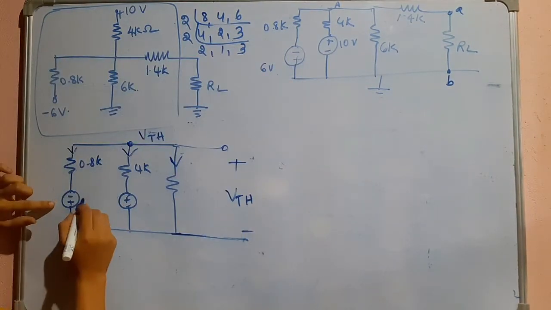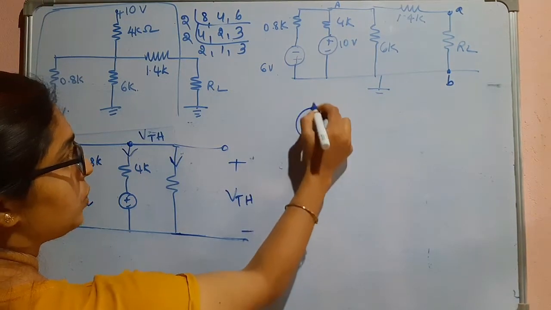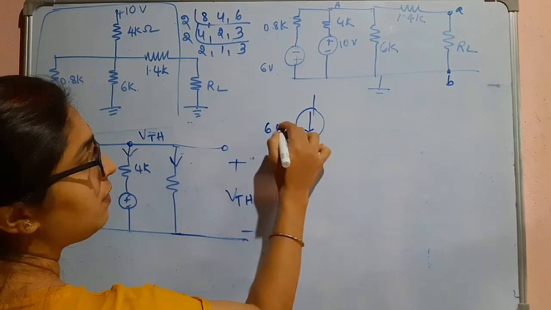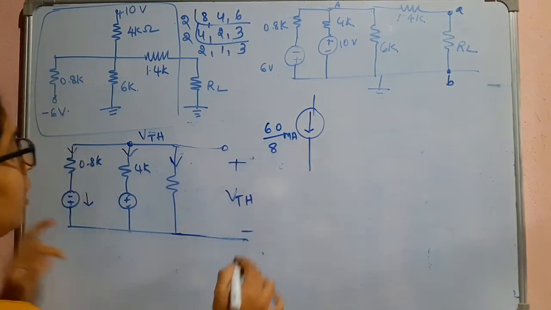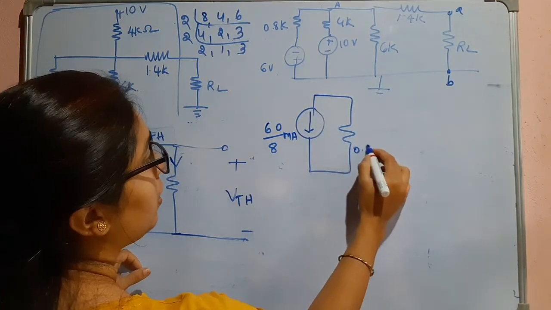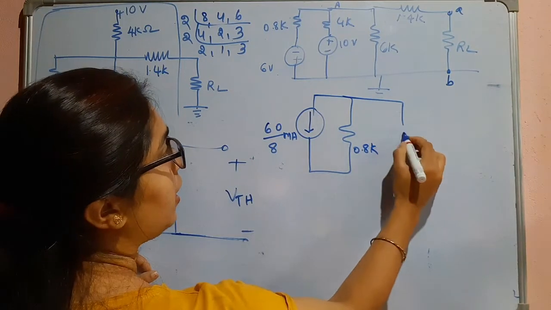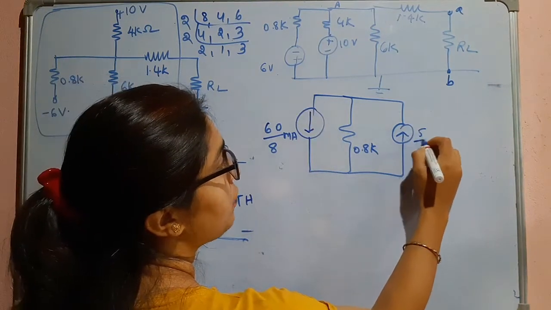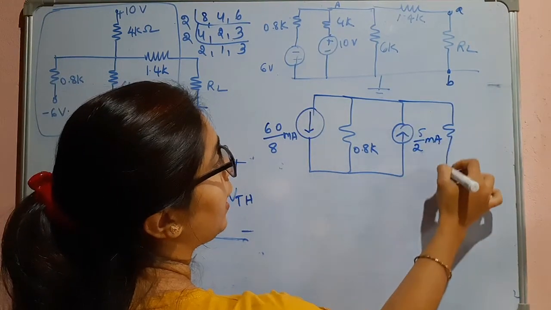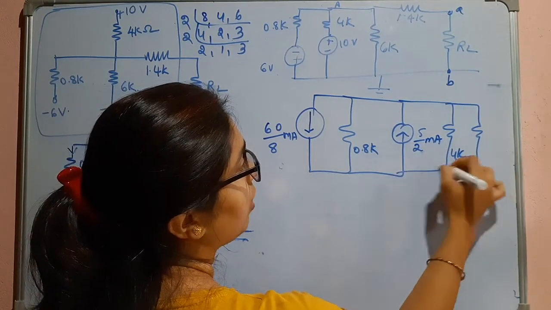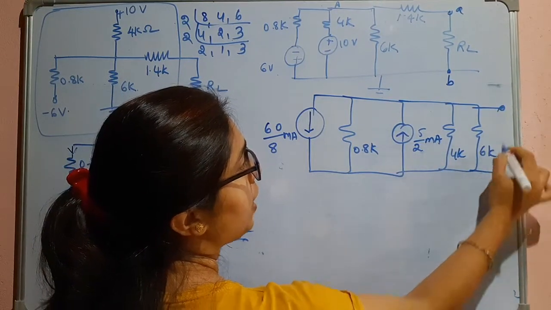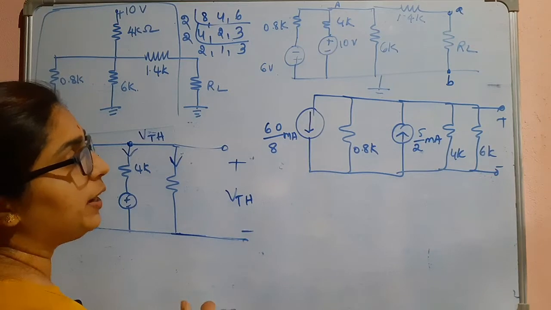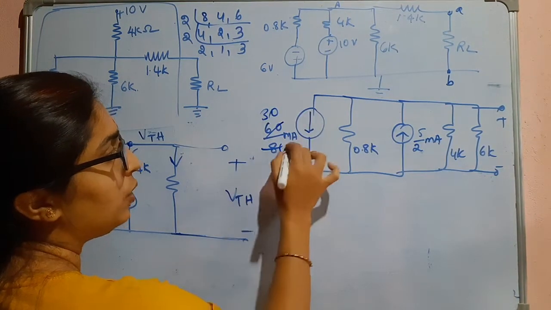See here, internally it will be towards the positive terminal. So it is something like this. What is the value? 6 divided by 0.8, that means 60 divided by 8 milliampere. And here we have resistors in parallel. And again this one internally is towards the positive terminal, so it is pointing upwards. 10 divided by 4, that is 5 by 2 milliampere, and here 4K is in parallel with this 6K. So this is the VTH we have to find, because this resistor is redundant now because of the open circuit.